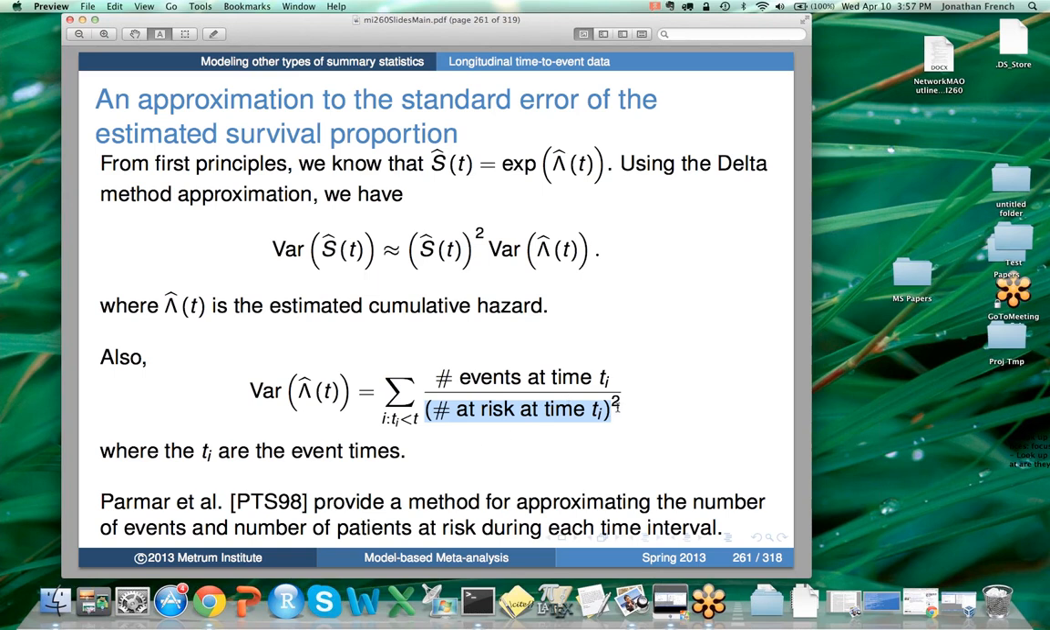Other than that, I don't have any particular diagnostics other than fitting a couple of different models with different assumptions about censoring mechanisms and then seeing how sensitive the results are to those.